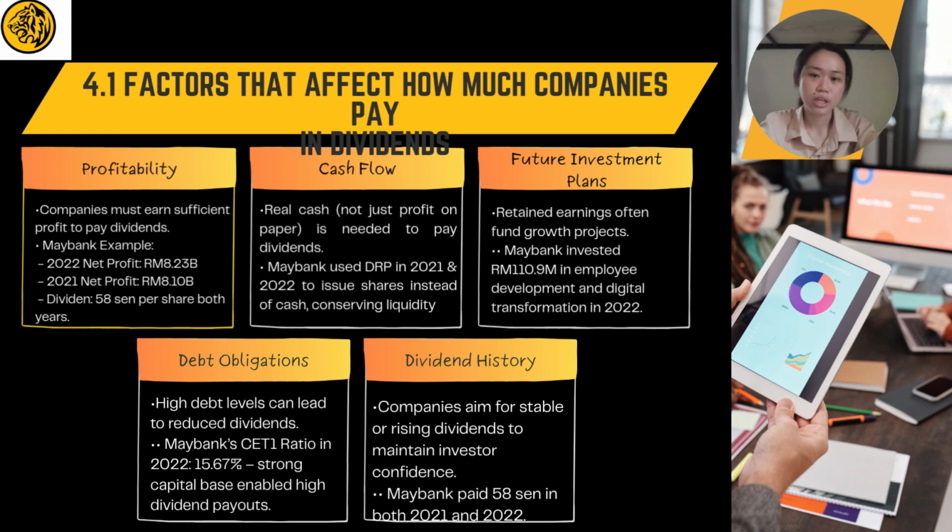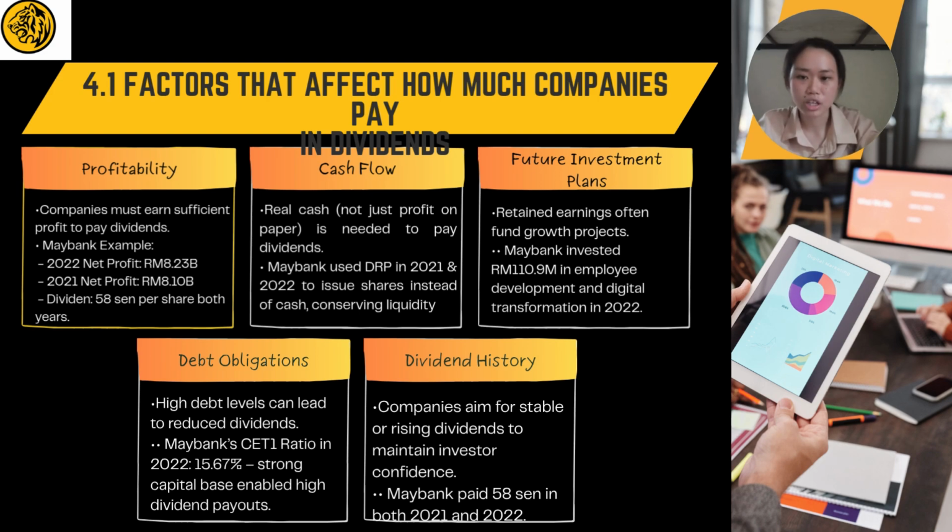Maybank used the DRP in 2021 and 2022 to issue shares instead of cash, conserving liquidity. Besides the further investment plan, retained earnings often fund growth projects. Maybank invested 110.9 million Malaysian ringgit in employee development and digital transformation in 2022.